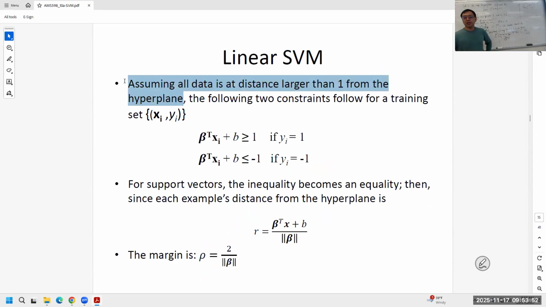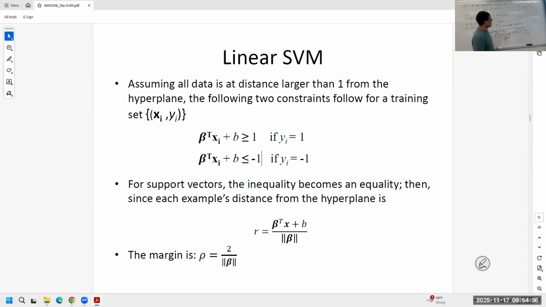Then we can define the following two constraints for a training set xi, yi: if beta transpose xi plus b is bigger than or equal to 1, then yi equals 1. If beta transpose xi plus b is less than -1, then yi equals -1. That's basically saying if the distance is more than 1, I'm going to say it's in the yi equals 1 group. If the distance is less than -1, they are signed distances, right? Because this is a signed distance, so it's less than -1, I'm going to make it y equals -1.